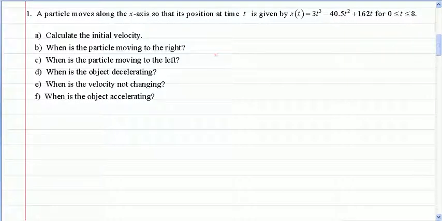For number 1, a particle moves along the x-axis so that its position at time t is given by s of t equals 3t to the third minus 40.5t squared plus 162t for t between 0 and 8. So first I'm going to write the position function s of t.